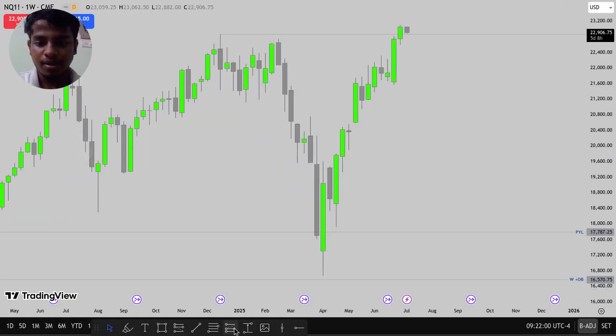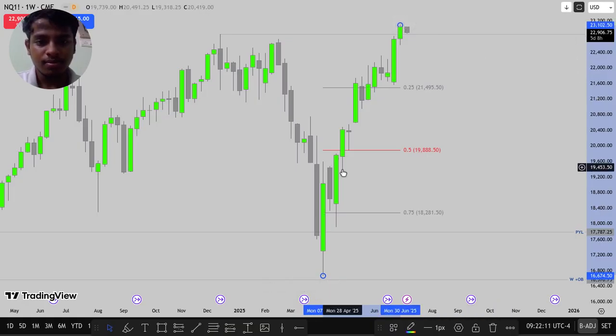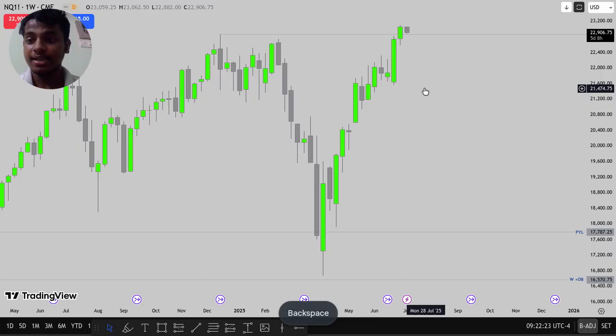Let's put a fib and find where the premium is, where the discount is. Yeah, discount is almost here. This imbalance we can anticipate here. If I take a sell from here, we can anticipate this low is really perfect. Let's see what will happen. This is one of my anticipations.